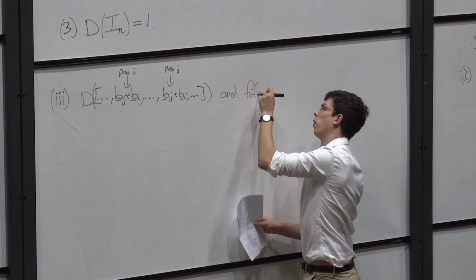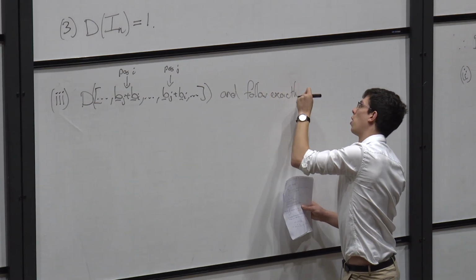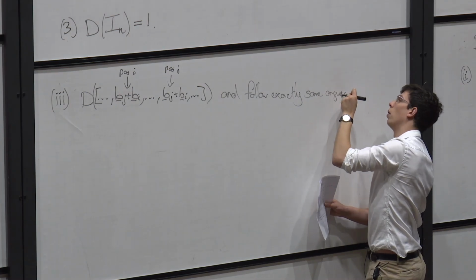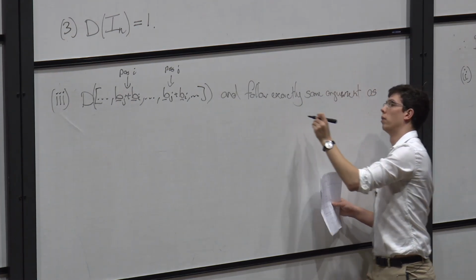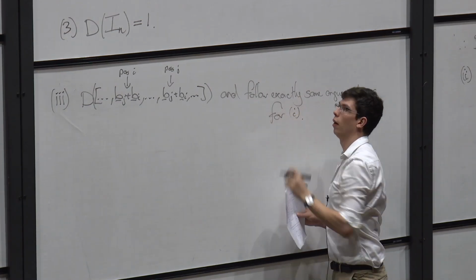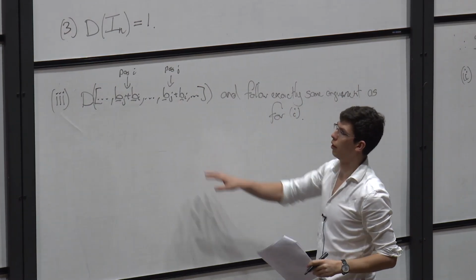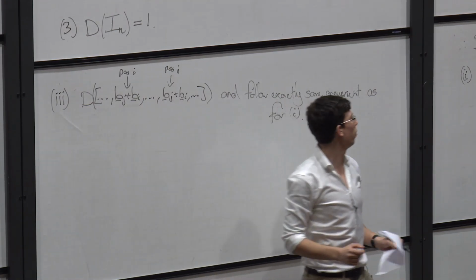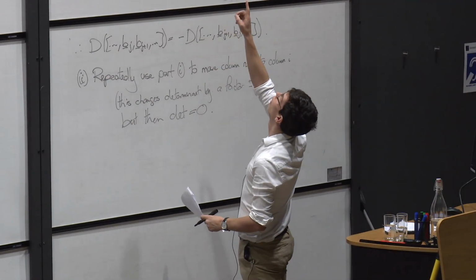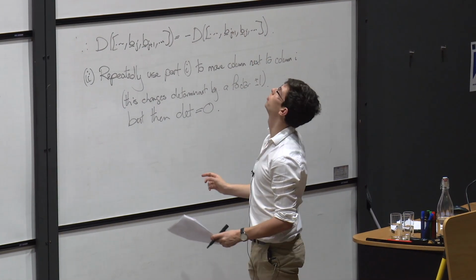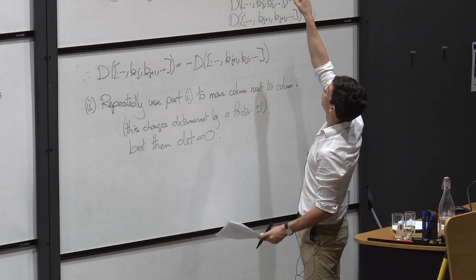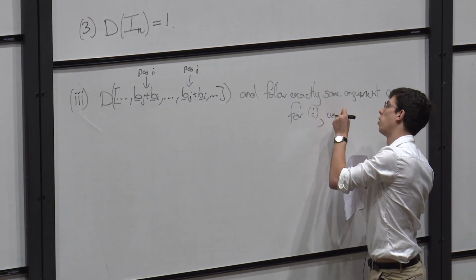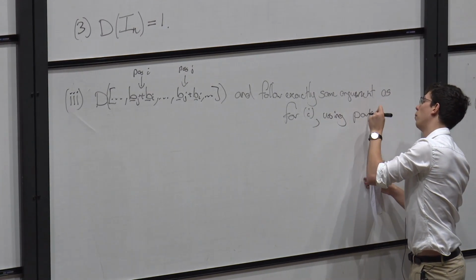And I can follow exactly the same argument as for part 1. I can expand this out as 4 terms. This left-hand side must vanish because 2 of the columns are the same. And by part 2, I've seen that whenever 2 columns are the same, the whole thing vanishes. But then when I've expanded it out, the first term and the last term must also vanish, using part 2.